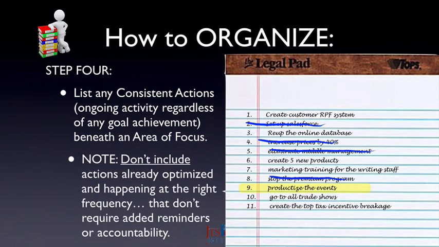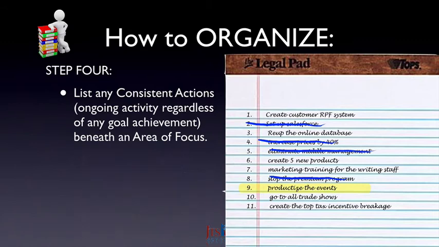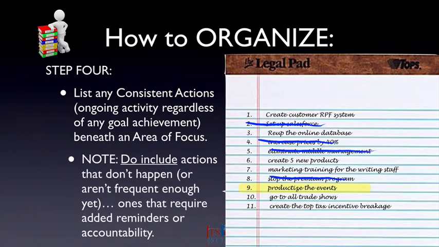Now, a couple of notes on this. Don't include actions already optimized and happening at the right frequency. If there's something that's already being done, you don't need to add it to the areas of focus. It'll just clutter things up. These are actions that just don't require added reminders or added accountability. So no need to have them included in this year's master strategic plan. However, do include actions that don't happen or aren't frequent enough yet. Actions that require added reminders or accountability.